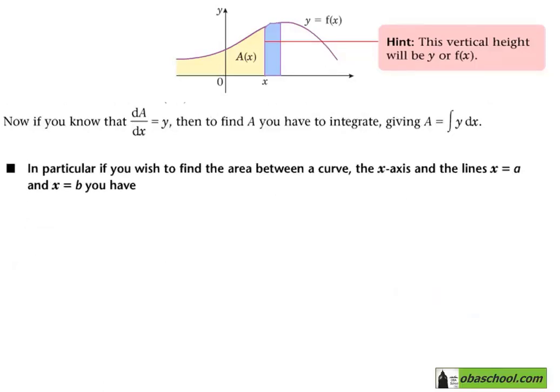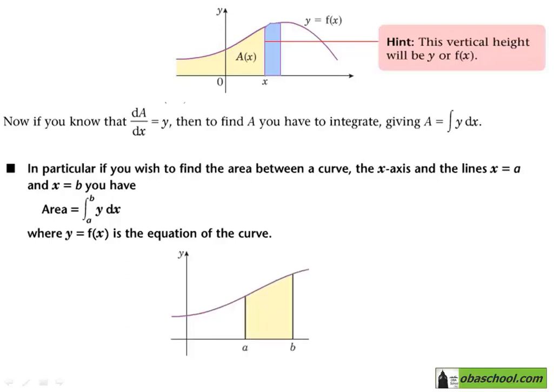In particular, if you wish to find the area between a curve, the x-axis, and the lines x equals a and x equals b, as you can see in this figure, if we have this curve, we don't want the entire area to the left for some value that is specified for x. We want the area that is specified between the x-axis. This is the x-axis. Between the lines x equals a and x equals b. We only want this area here.